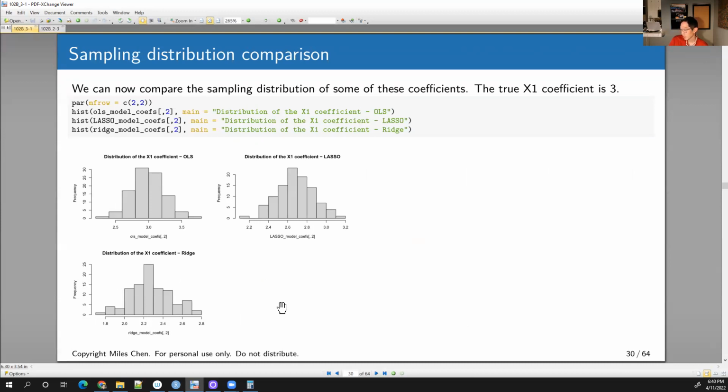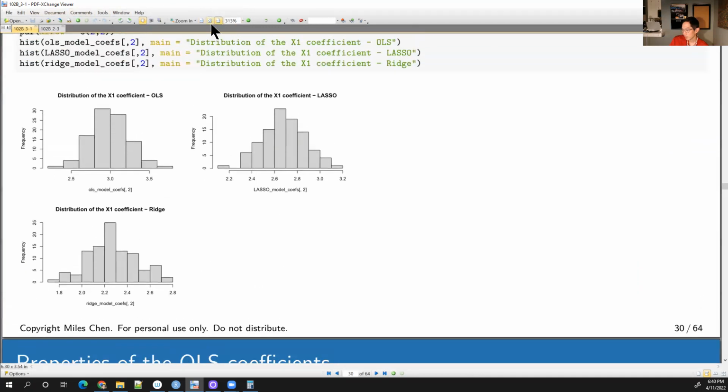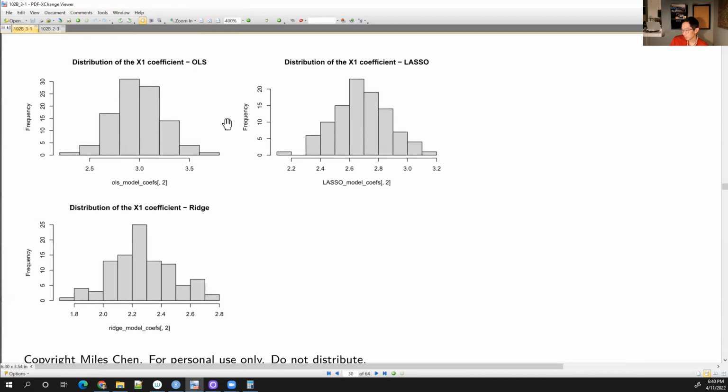Okay, so as far as the X1 coefficient goes, we can see the true value was 3. What we're looking at here is the distribution of X1 coefficients from OLS. The true value is 3, and sometimes we get coefficients that are higher than 3, like 3.5. Sometimes we get coefficients that are less than 3, like 2.5. So this is what happens with OLS. And in the long run, they are unbiased. It's centered around 3.